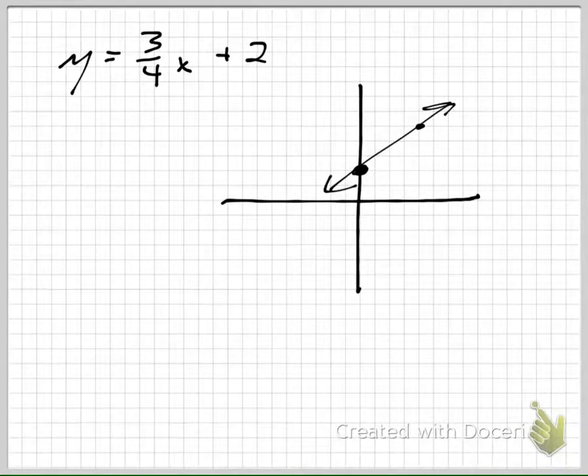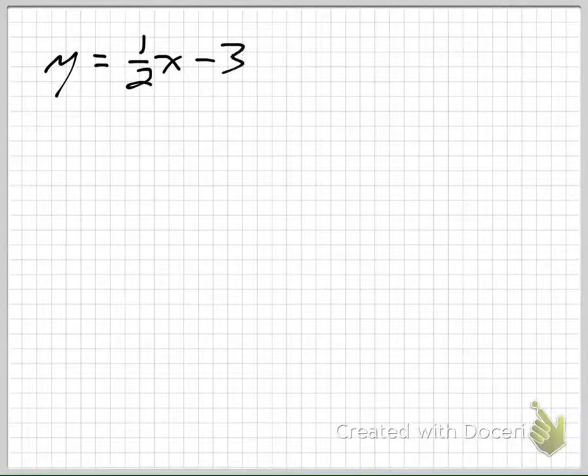If it's written in slope-intercept form, it should take you 10 seconds to do. Hold on. 5 seconds, maybe 4. 4 seconds to do it. Y equals 1/2 x minus 3.